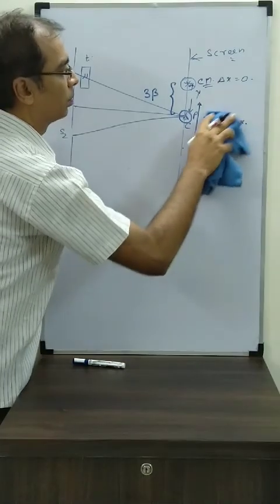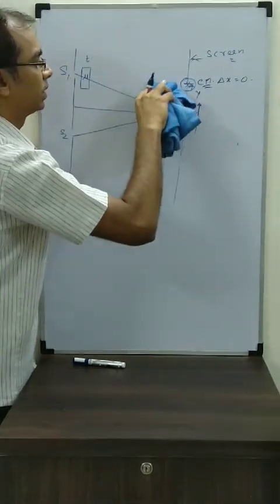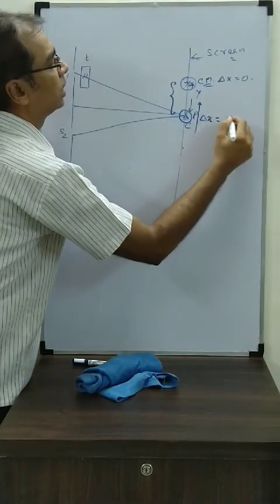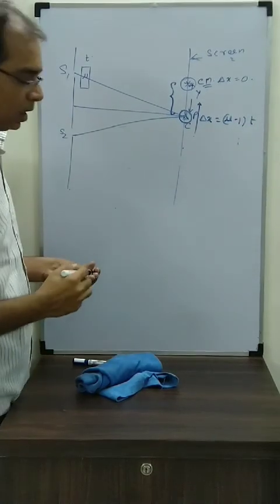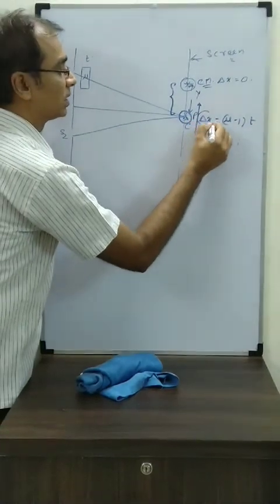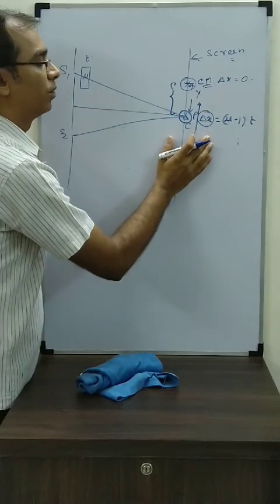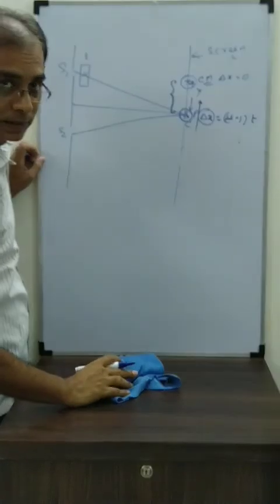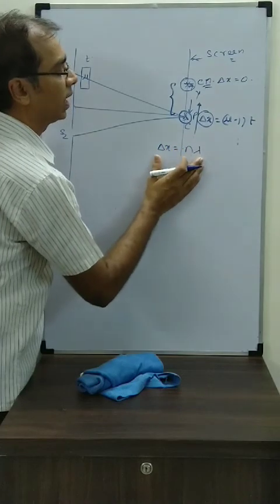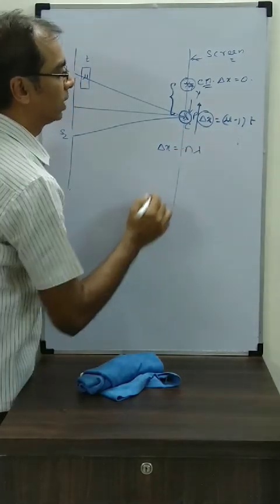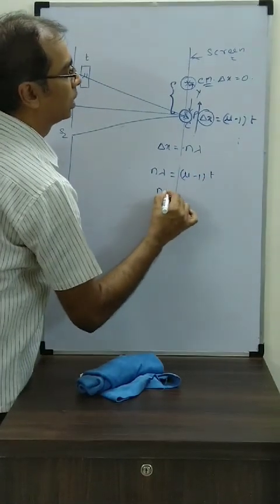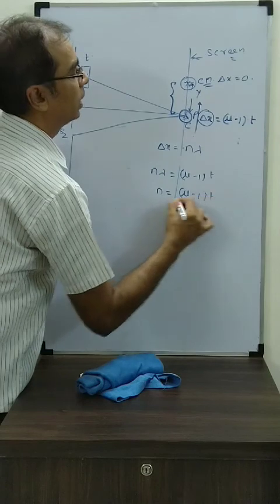Now see, because of the introduction of this slab over here, the path difference is (mu minus 1) into t. Now, normally if you want to find out which maxima it is, this delta x we write as n lambda. So here also I am going to do like that only. n lambda equal to (mu minus 1) into t. So n equal to (mu minus 1) into t by lambda.